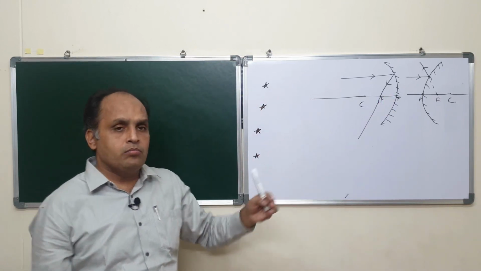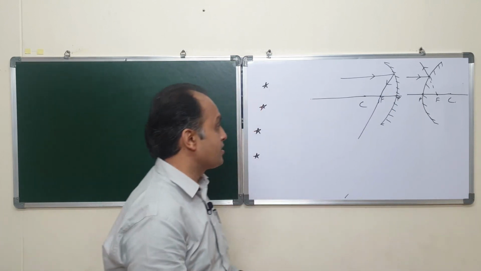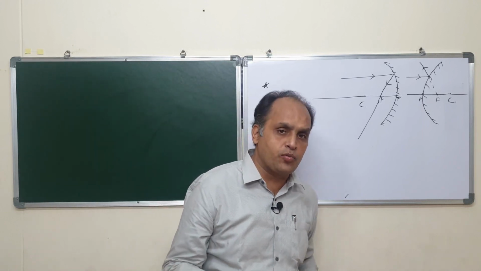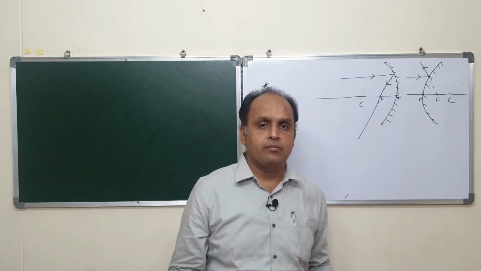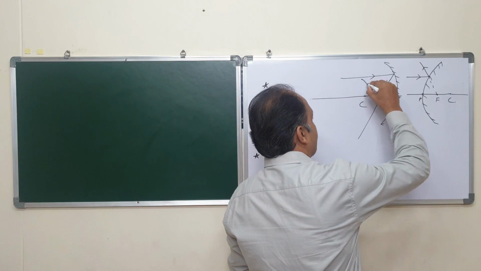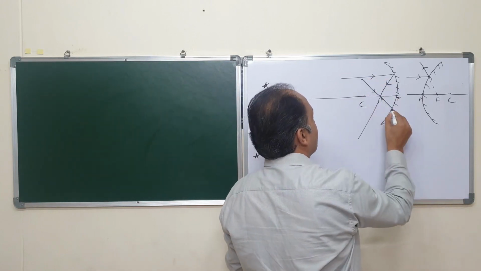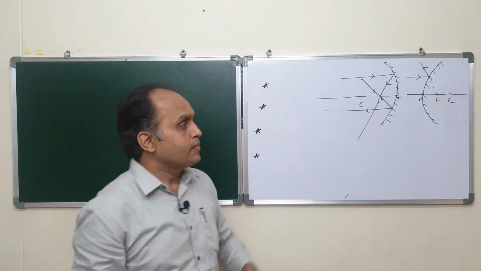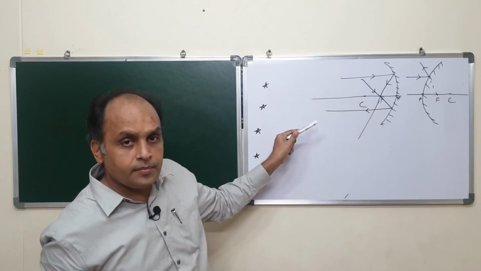And the second rule is quite opposite to this, or we can say the converse of this. That is, any ray of light which first passes through the focus, after reflection passes parallel to the principal axis. That means if the ray goes like this first, after reflection it goes parallel.